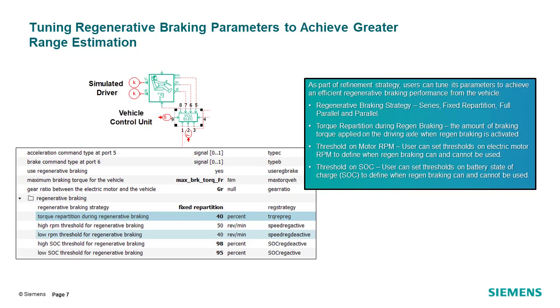Threshold on motor RPM: user can set thresholds on electric motor RPM to define when regen braking can and cannot be used. Threshold on state of charge: user can set thresholds on battery state of charge to define when regen braking can and cannot be used.